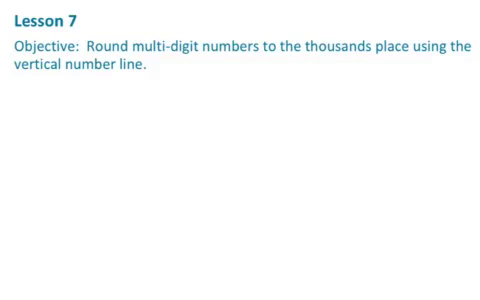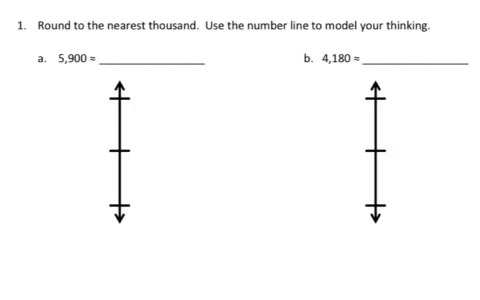This is grade 4, module 1, lesson 7, and the objective in this lesson is to round multi-digit numbers to the thousands place using the vertical number line, okay? So here's homework problem number 1. Round to the nearest thousand, use a number line to model your thinking.